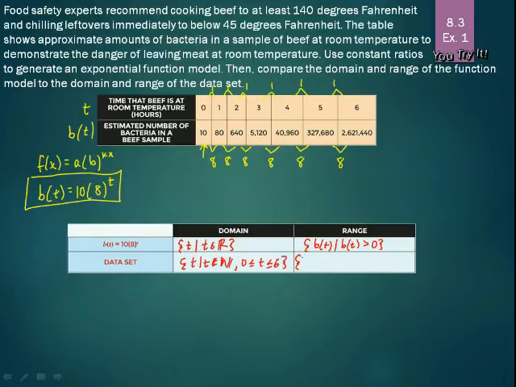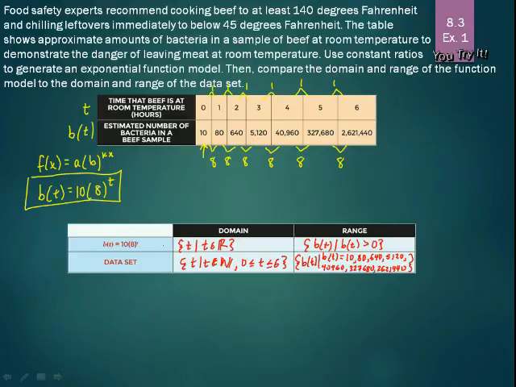And then for the range, we know it's going to again be the set of b of t such that, and then here, b of t, they are also whole numbers, but they're just specific points within the whole numbers, and so we can just go ahead and write what those specific points that b of t is equal to. So it would be 10, 80, 640, and so on. And so now that we have our domain and ranges, we can see that the data set is just a small subset of the numbers of the domain and range of the function model. And so the function model has infinitely more values in it.